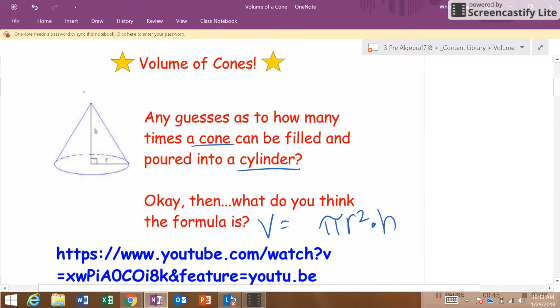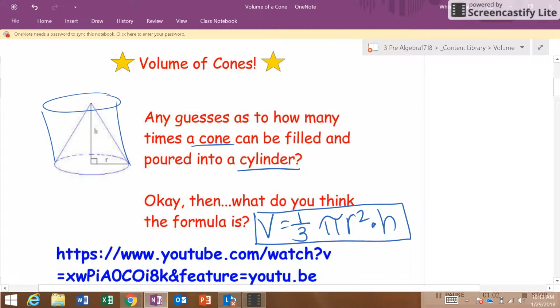However, since a cone is kind of pointy, it's not taking up as much space as the cylinder. And since we were able to fill 3 containers of the cone with 1 cylinder, that means the cone is 1/3 the size of that cylinder. So the pointy part makes it narrower, so it's only 1/3 the size instead of a full size.